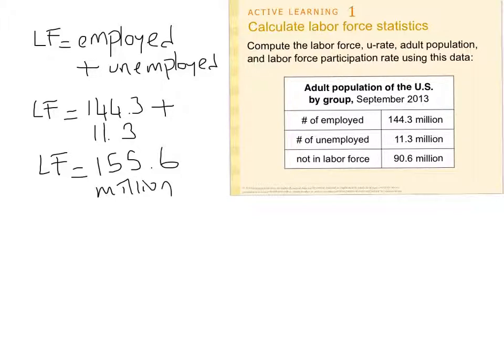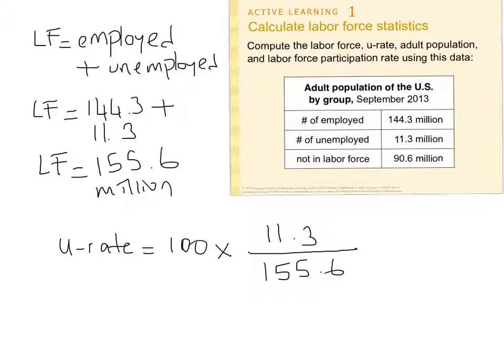Now the next thing is we are going to find the U rate. What is the U rate? You can always write the formulas in front of you. 100 is for percentage times the number of unemployed people. The number of unemployed people is 11.3 divided by the number of people in the labor force, 155.6. You can use your calculator to find this number, and if you do this calculation, you will find 7.3% is the unemployment rate in this economy.